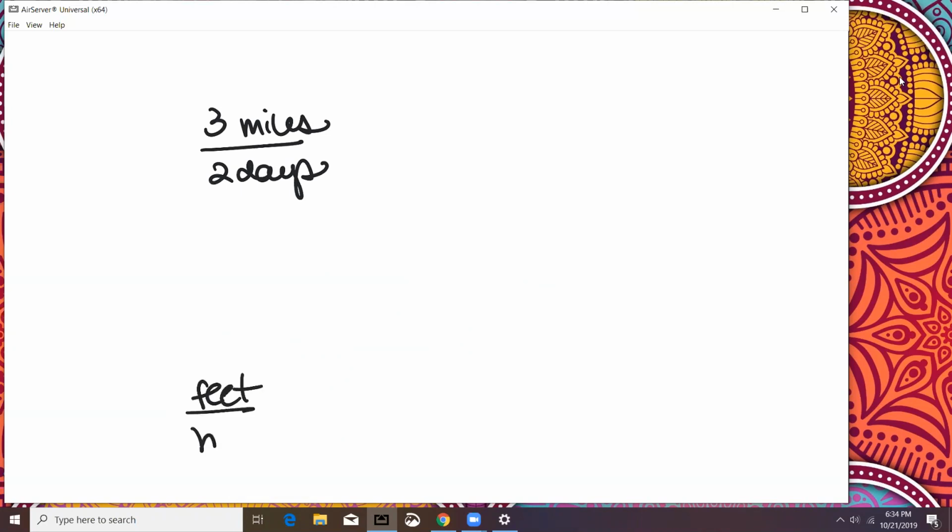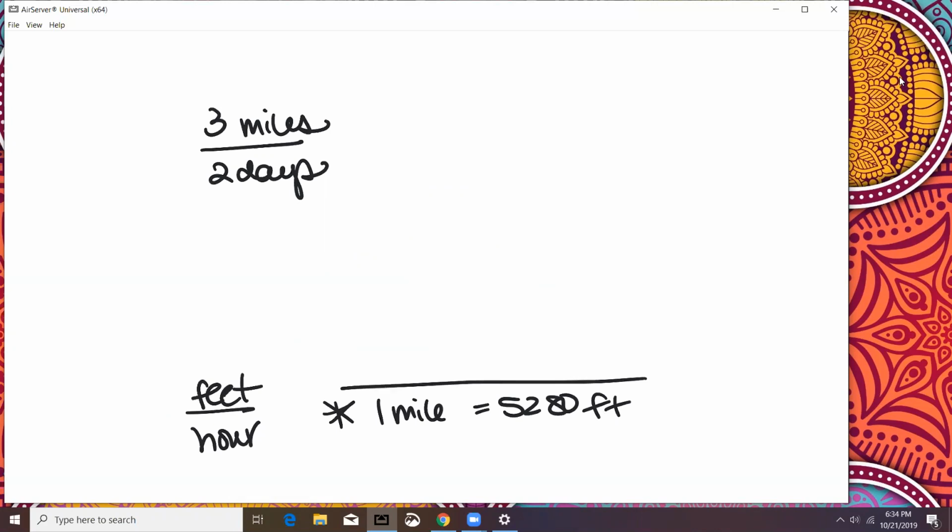Let's say we have 3 miles in 2 days. I want you to convert this to feet per hour. And I will tell you the conversion is that 1 mile is equal to 5,280 feet. Okay, 1 mile equals 5,280 feet.